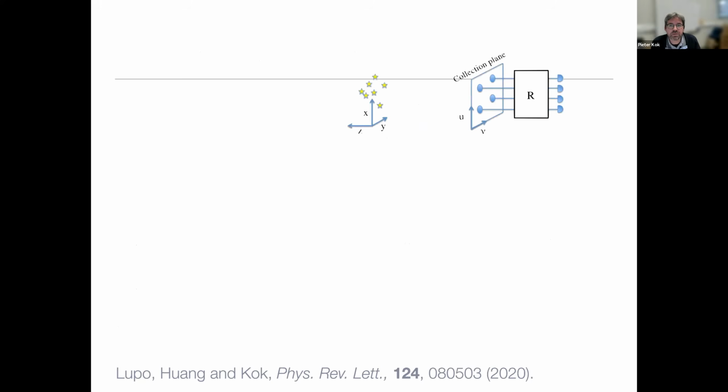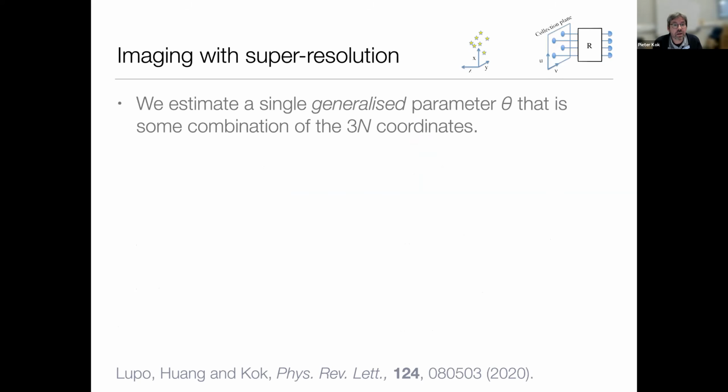And what we found was that we can create a generalized parameter that is some combination of the 3n coordinates, right? So every source has 3 positions, x, y, and z, so we've got 3n coordinates. We can, for example, look at the center of mass of these sources. What is the most the outlier? Also, anything that you can come up with that is some combination of these coordinates.